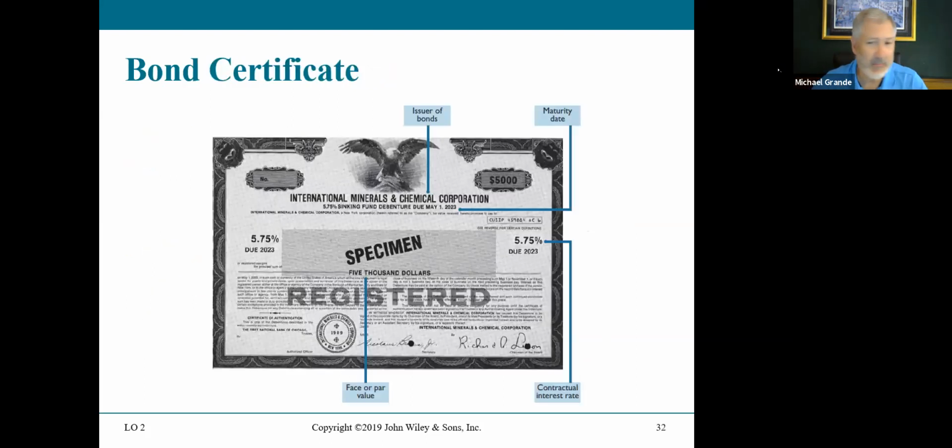This is an example of what a bond certificate would look like, which provides all the necessary details. Contractual interest rate, which we're going to see is going to be different than the market interest rate.